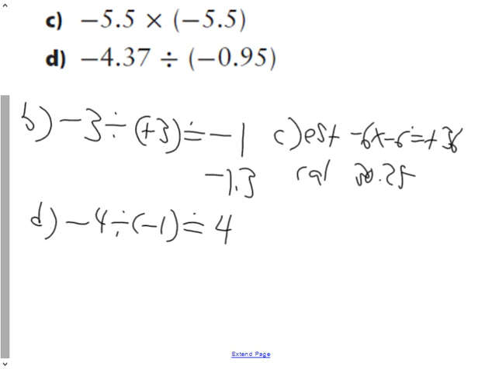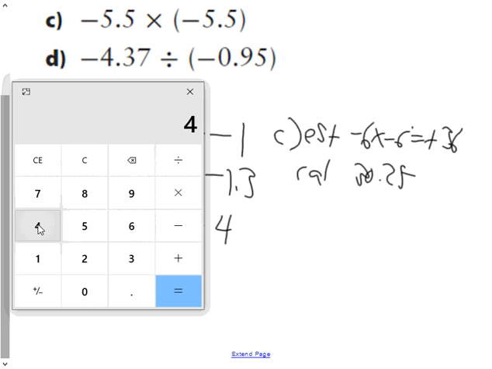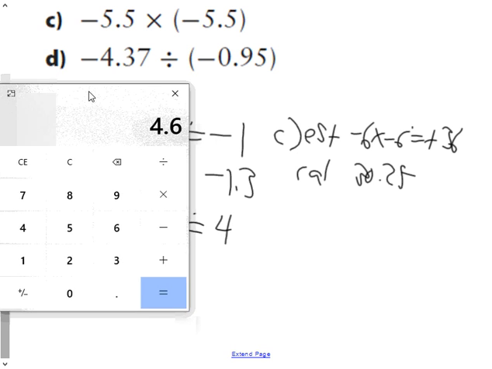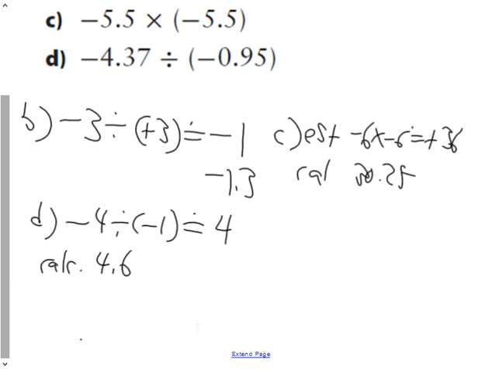And finally, your last one, D, for my estimation, negative 4 divided by negative 1, our estimation will be approximately positive 4. My calculation will be 4.37 divided by 0.95. Now, because I'm dividing a negative by a negative, I know my answer is going to be positive. And my answer will be 4.6.